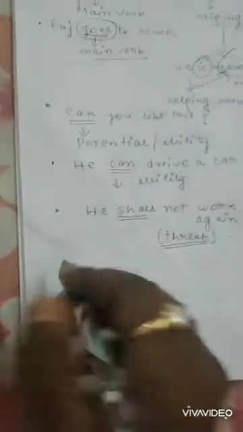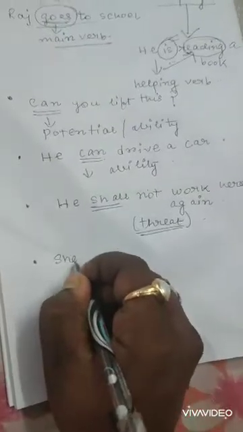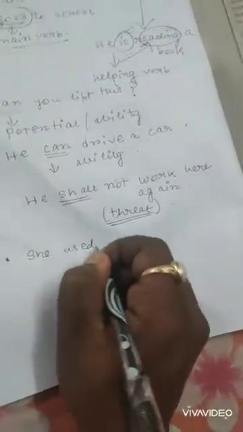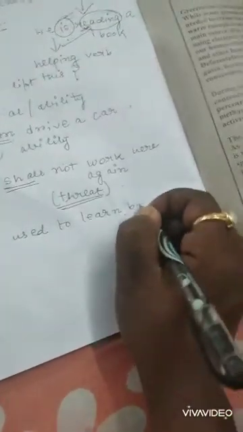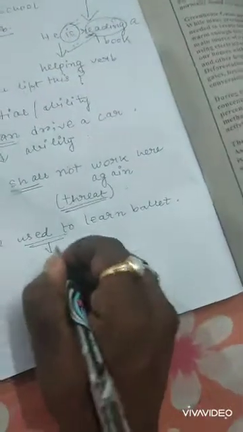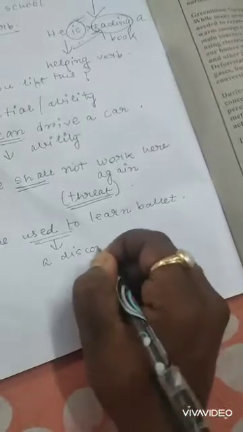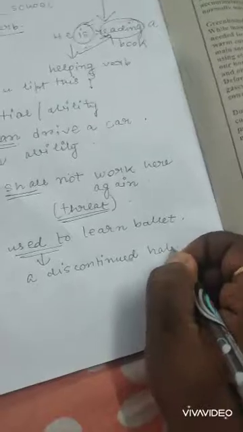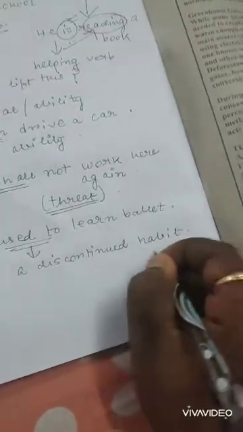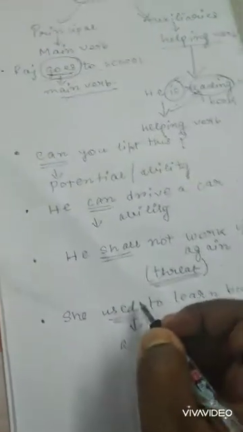Some more examples I am writing here. She used to learn ballet. Now this used to indicates a discontinued habit. So these words are called the modal auxiliaries.